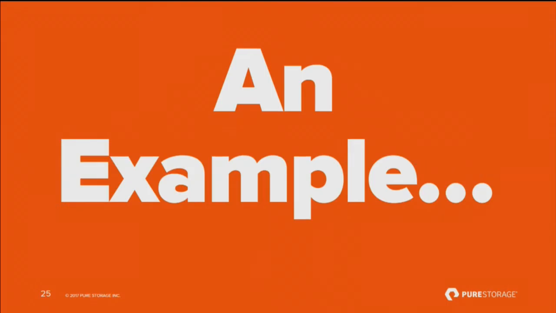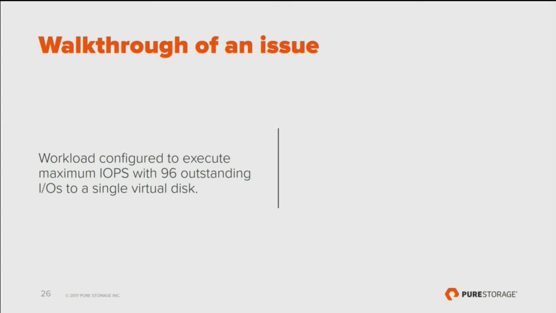And we'll talk about that. So let's walk through a quick issue here. I have a workload. In this case, I was using VDBench to just push as much IOPS as you possibly can using 96 outstanding IOs. So I want you to be sending 96 IOs before waiting for acknowledgement to send more, to a single virtual disk. And I am using Paravirtual SCSI in this instance.